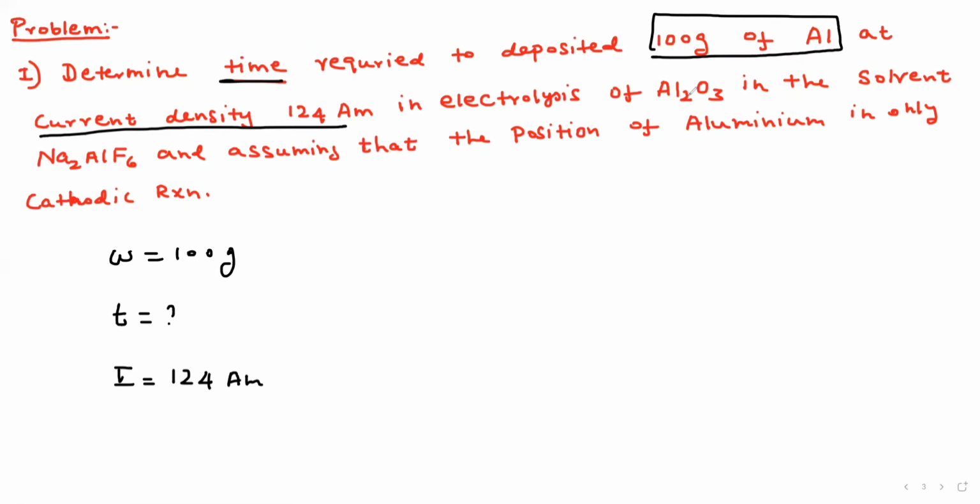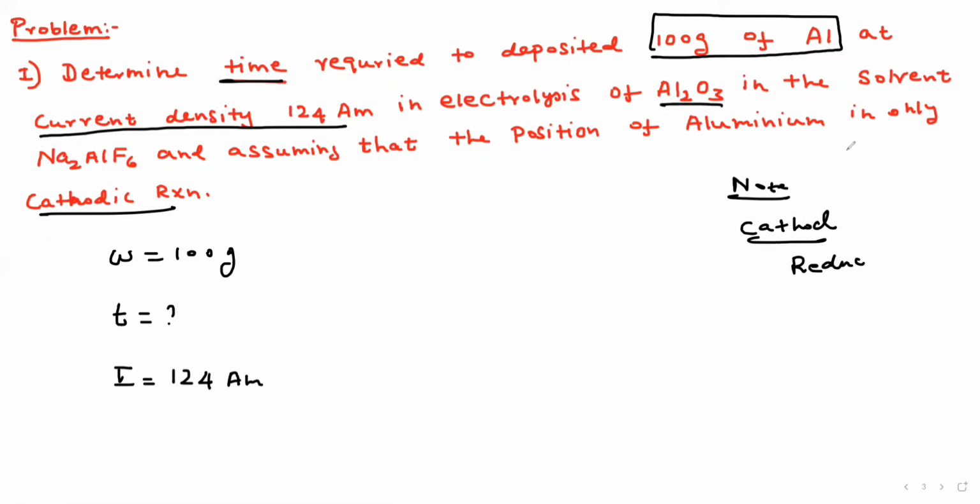All in the electrolysis process of Al2O3, Al2O3 in the presence of solvent Na3AlF6. Now assume that the deposition of aluminum is only the cathode reaction. Cathode, listen, please note. Cathode always undergoes reduction. Cathode reaction is reduction.